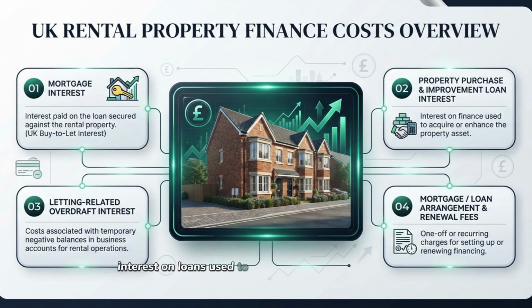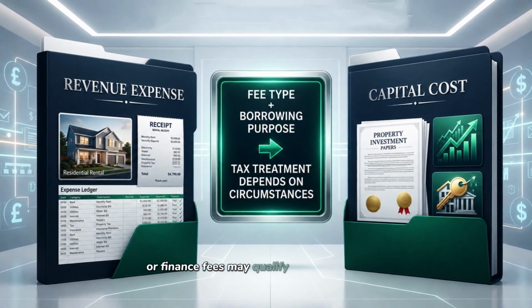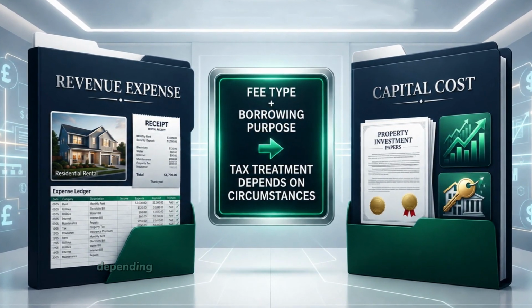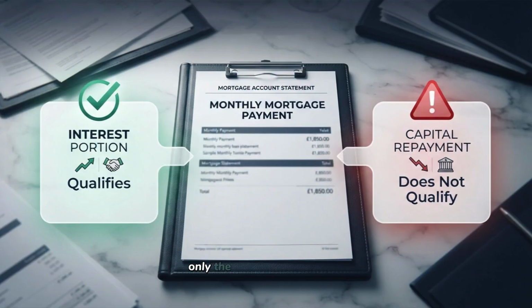interest on loans used to purchase or improve the property, overdraft interest connected to the letting, and fees for arranging or renewing a mortgage or loan. Some mortgage arrangement or finance fees may qualify as revenue expenses, while others may be treated as capital costs depending on the circumstances and the purpose of the borrowing. The capital repayment portion of your mortgage never qualifies. Only the interest element counts.